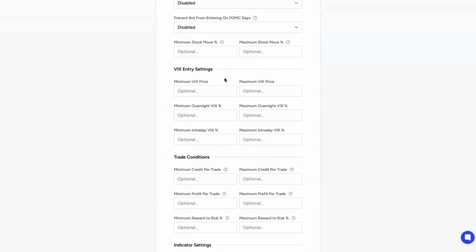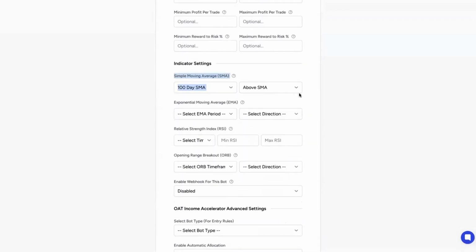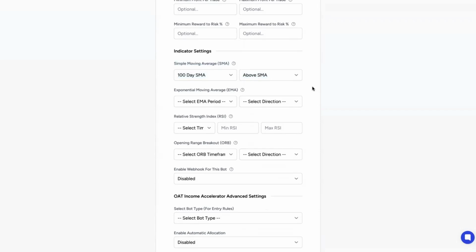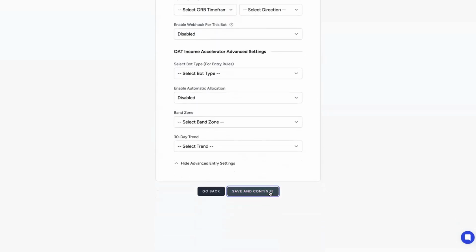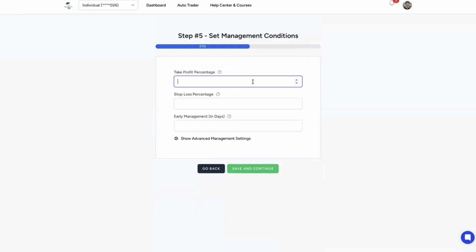So now I have a great strategy. I'm aligning it with the market by only trading once it's above or trending up. So just like that, now I have my great strategy. Now I have it trading in the right market. Now what I need to do is something as simple as take profits.